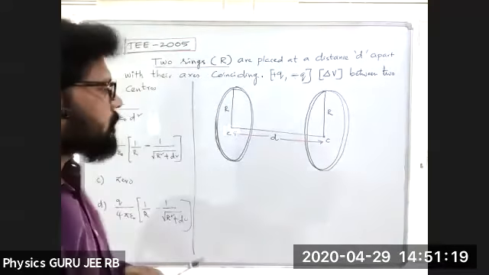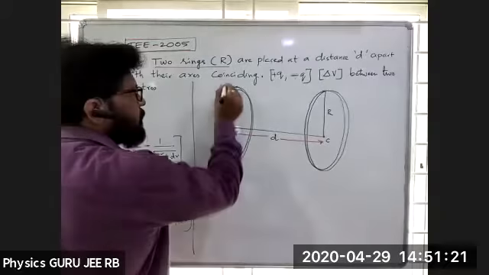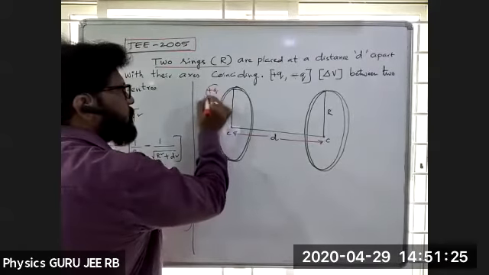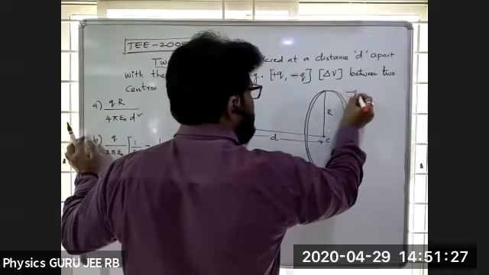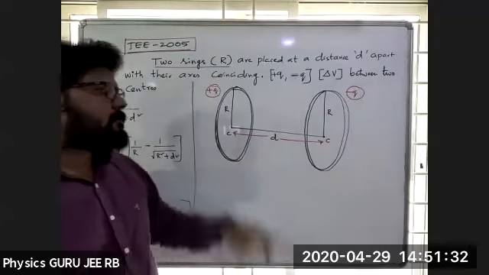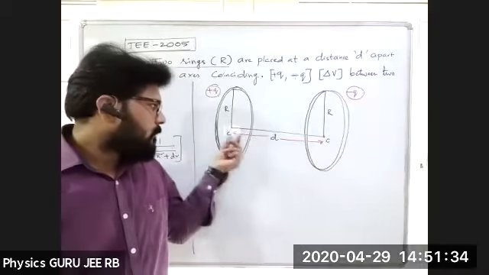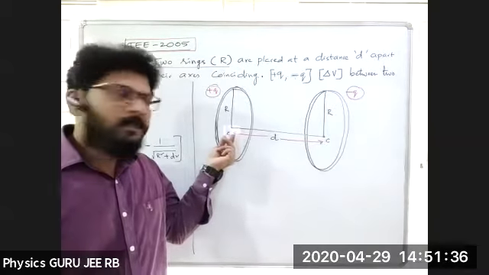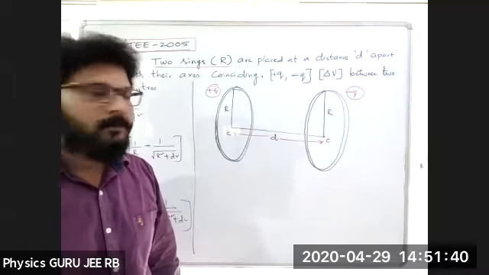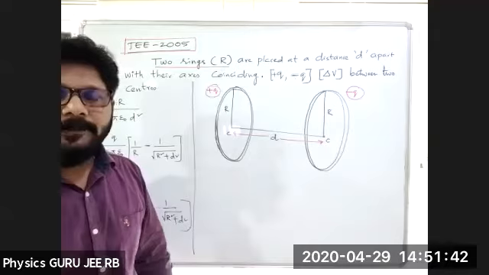One ring is given positive charge, and the other one is given negative charge. What is the potential difference between the two centers? That means, what is the potential of this center minus this one? Okay, now let us start the problem.